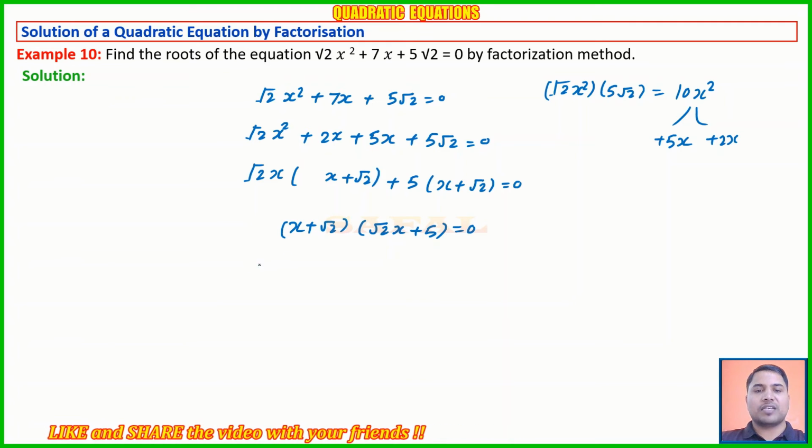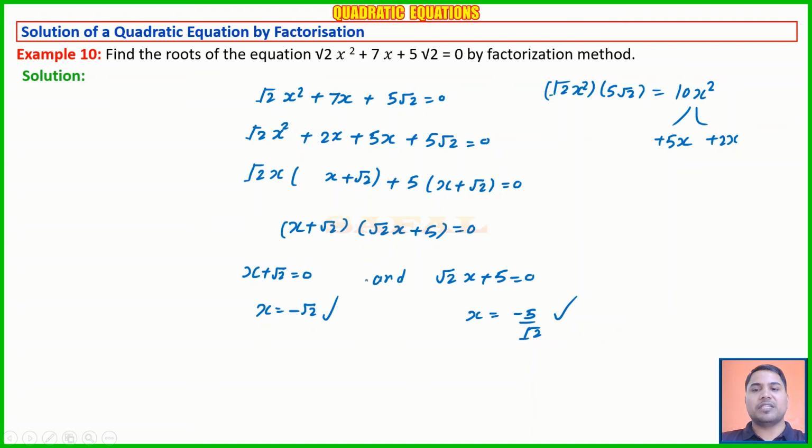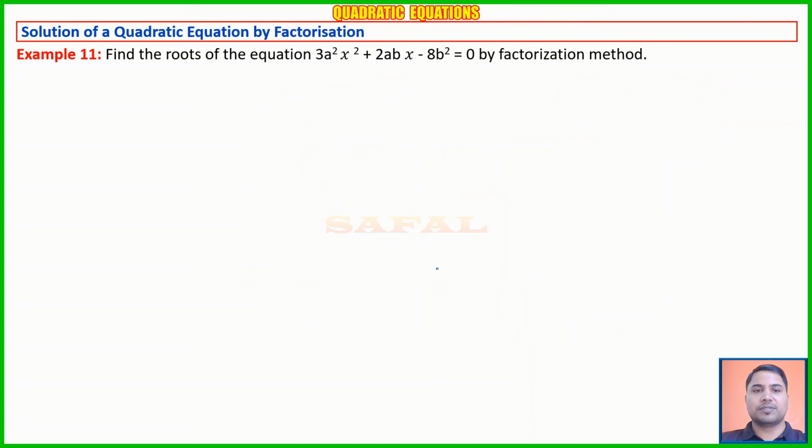So the first factor when I will equate it to 0, so x plus root 2 equals 0. So this will give me a value of x as minus root 2. Second factor I will equate it to 0. So this will give x as minus 5 by root 2. Okay. So the two roots are minus root 2 and minus 5 by root 2. Let's take up last question on factorization method.